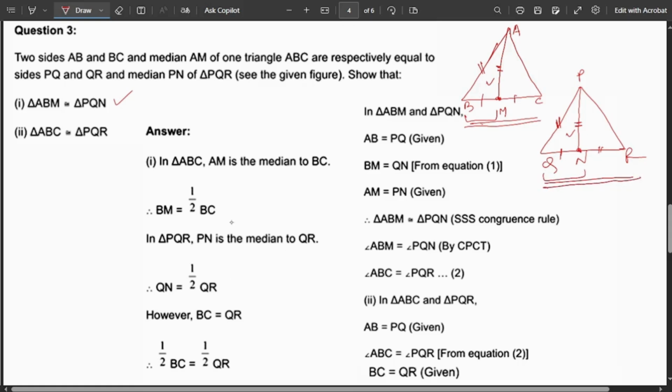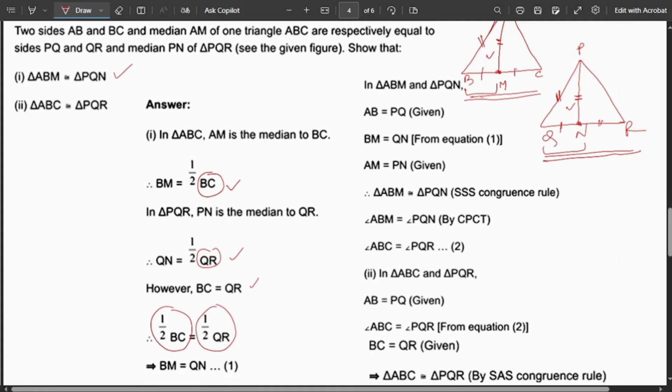We can write that BM is the half of BC and QN is the half of QR. Since BC and QR are same, that means their halves are also same. BC equals QR, half BC equals half QR. That means BM equals QN also. Okay, so now this BM equals QN.